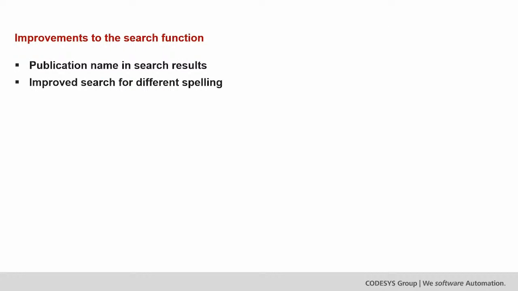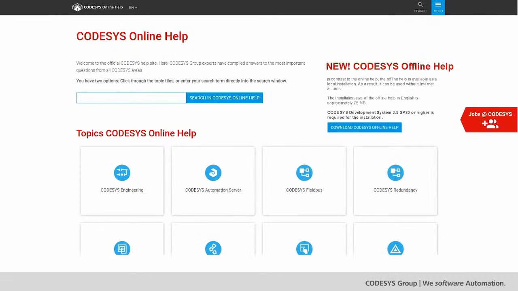Furthermore, we are currently optimizing the search for terms that are written with underscores, spaces, together or in camel case. Here are a few examples. These terms have not yet been found sufficiently. Searching for these terms will be significantly improved in the future.